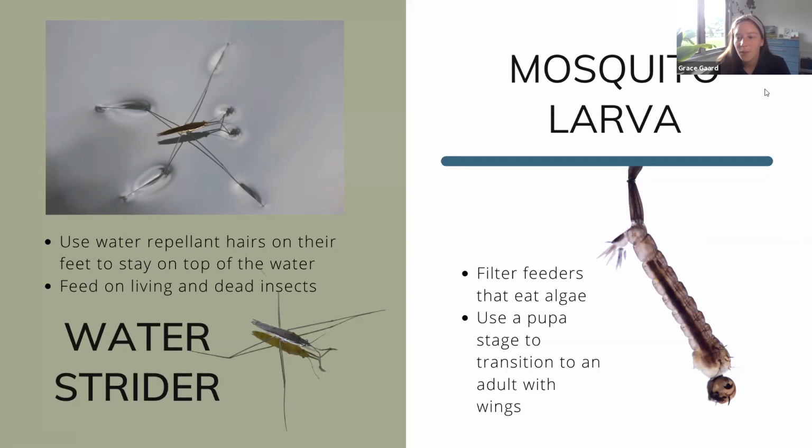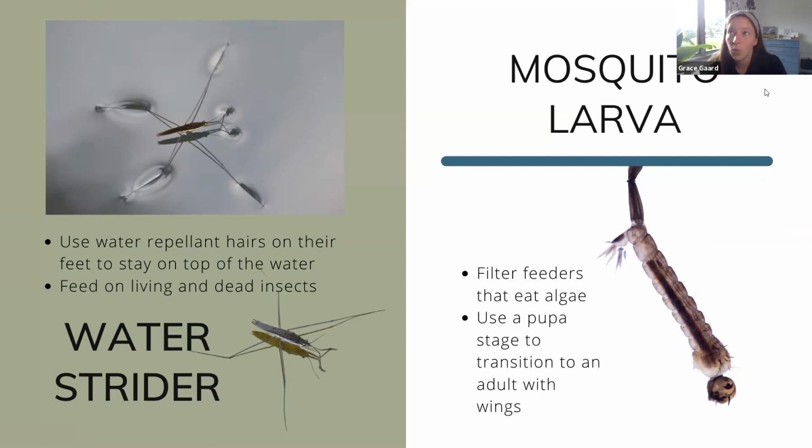So not the most attractive of species. They are filter feeders that will eat algae, and you can kind of see a lot of these species will actually breathe through what you call a siphon. So they kind of have a breathing tube, and so that line represents the water, and that's kind of how they hang out in there.